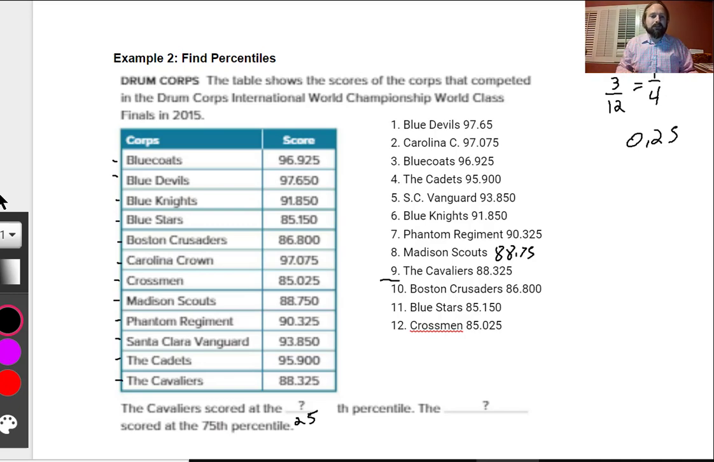So now I want to know, hey, what about the 75th? Okay, well, we have to figure out what is 75% of 12. Okay, well, I know that 25% is 3. 50% would be 6. 75% would be 9 out of 12. So we go like this. We count up. 1, 2, 3, 4, 5, 6, 7, 8, 9. So the 75th percentile would be the Blue Coats. There we go.